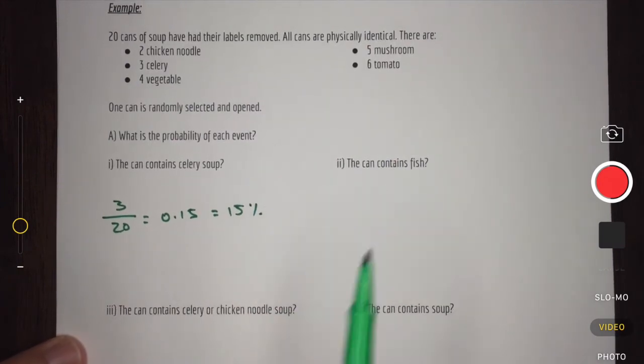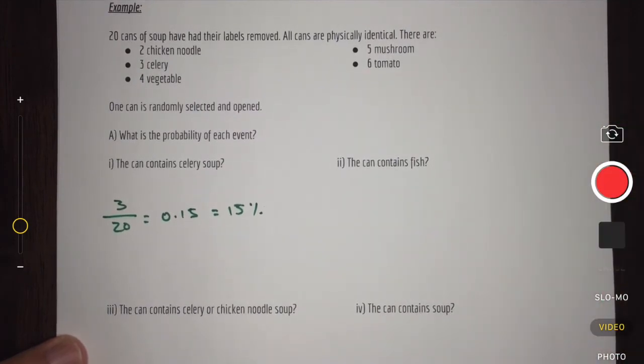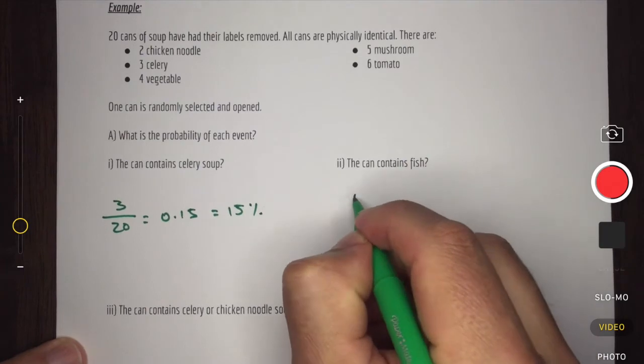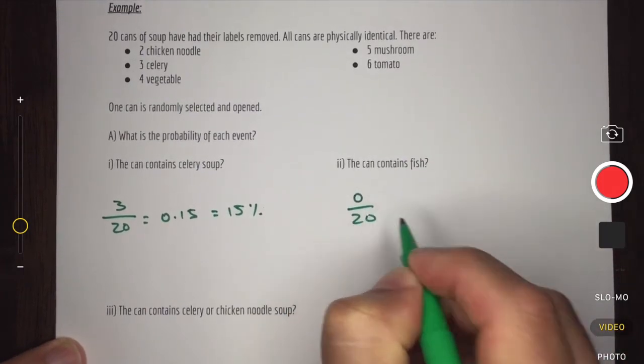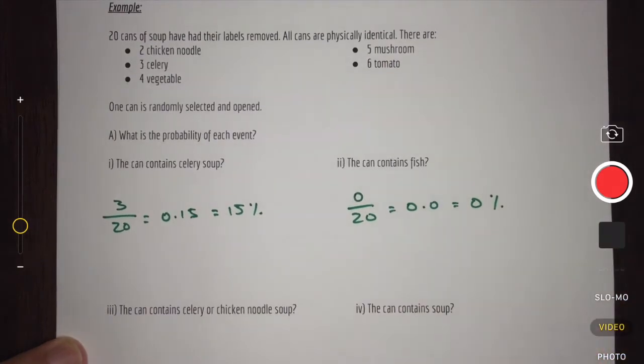If we talk about fish soup, again, we just have to look back through what we have, and we can see that there are no cans that have fish in them. So 0 divided by 20 is going to give us 0.0. So there is a 0% chance of having soup with fish in it, which for some people is probably a positive outcome.